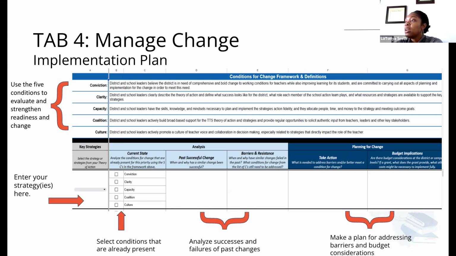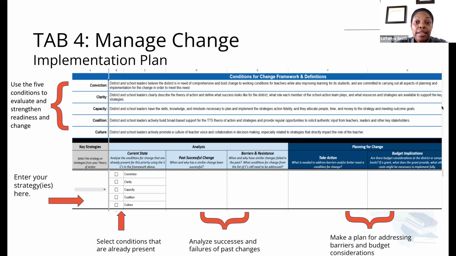So you'll take action. So you'll think about what is needed for this change to happen, and then you'll think about the budget implications. Are there budget considerations for the district that need to be considered? Is a grant in place? Does the grant have guidelines and restrictions and all of those things? So you want to think that through for each strategy that you enter. And so that is the Manage Change tab. Are there any questions on that?